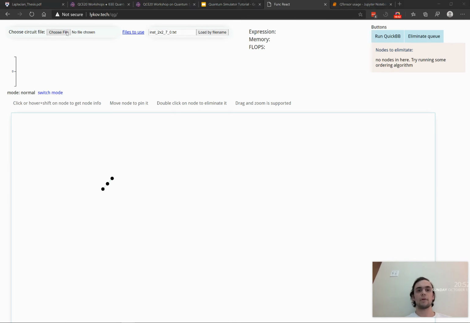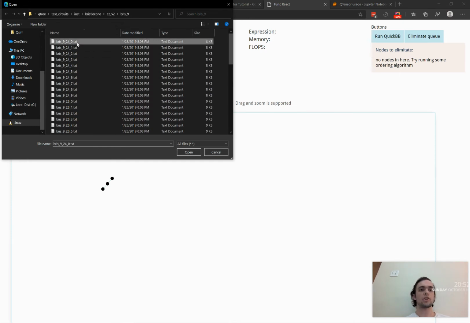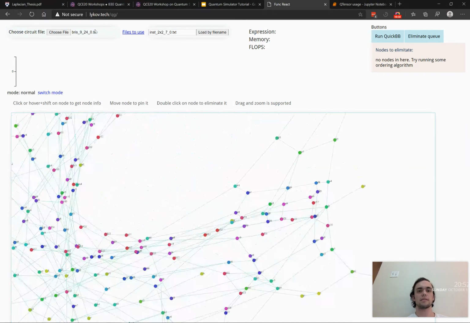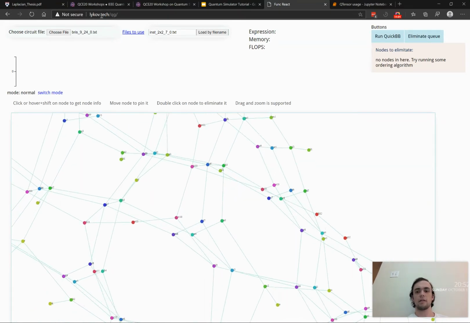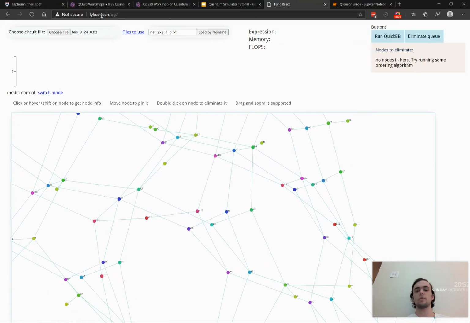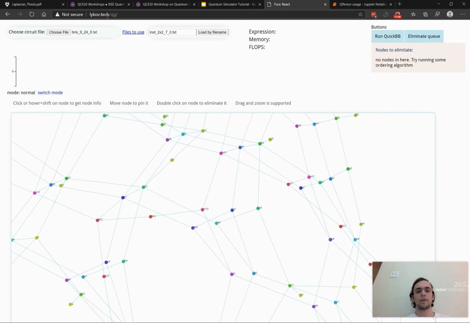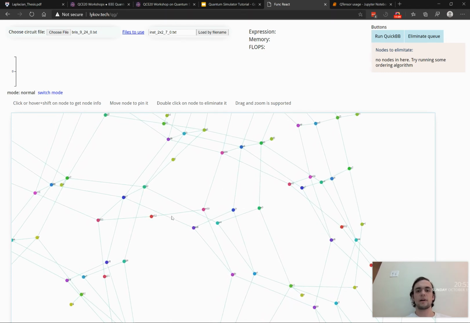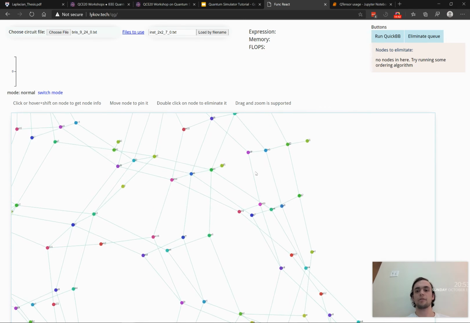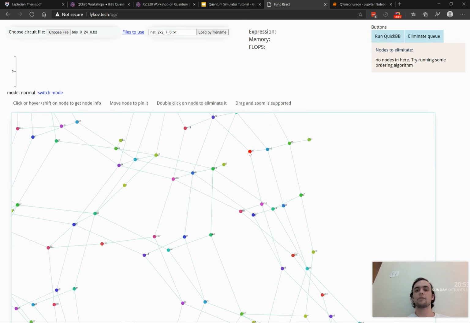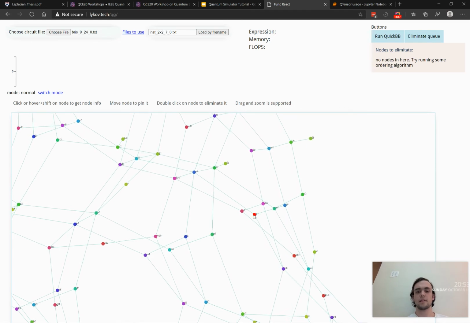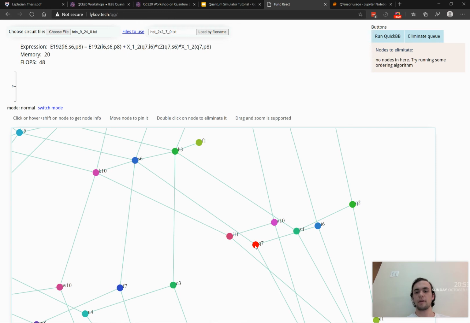Here, I have a bunch of files which are Bristlecone circuits. They are not QAOA circuits, and I'm not sure how large these are, but they have somewhere larger than 30 qubits. So we load this file. This is a simple web application that I wrote to visualize, to get a feel for what those contractions are like. So you load this file, and this is in fact the line graph of a tensor network. In the line graph representation, you can eliminate indices by merging their neighbors.